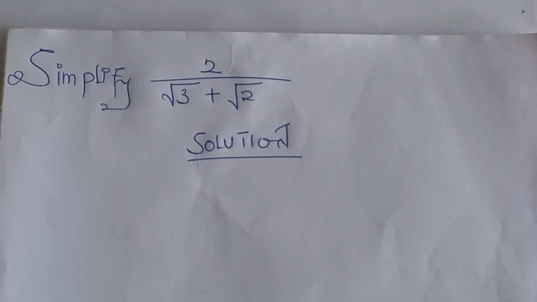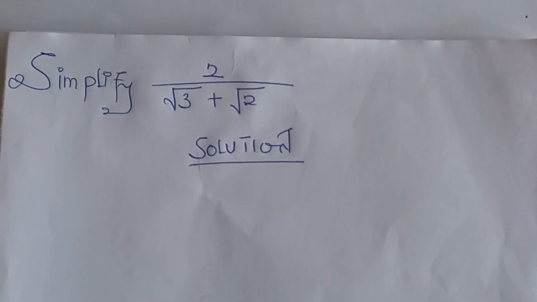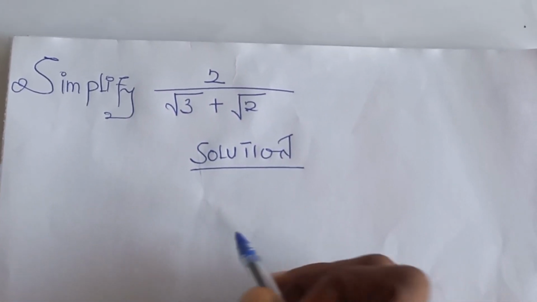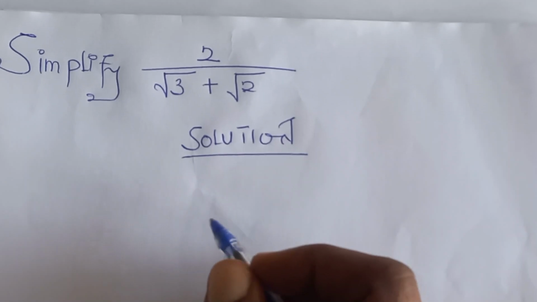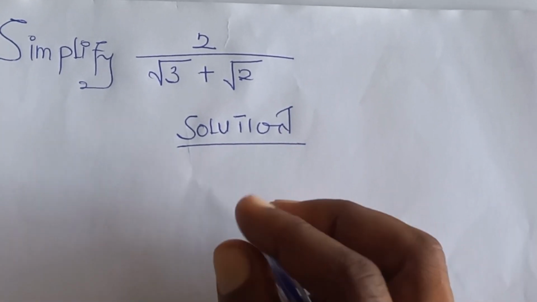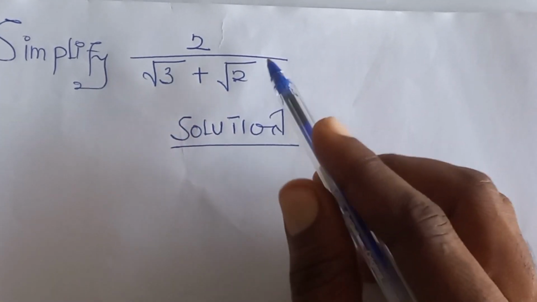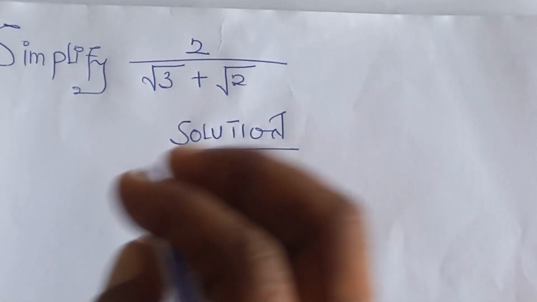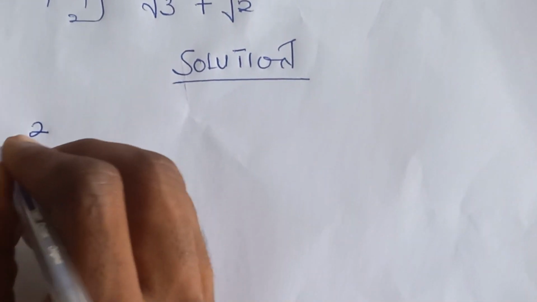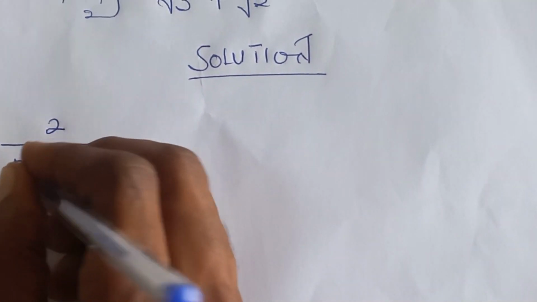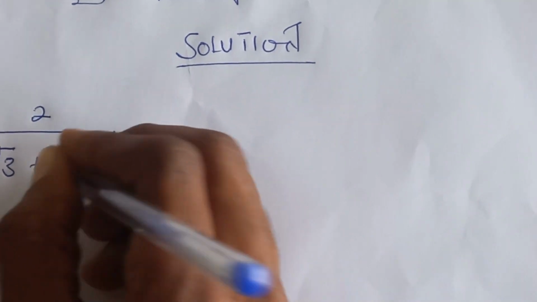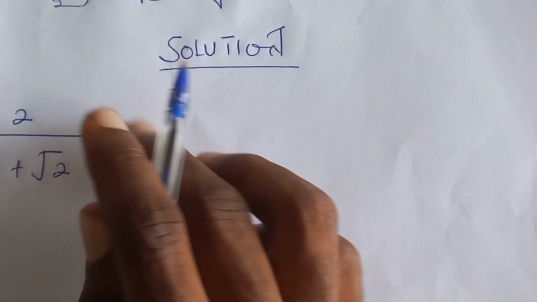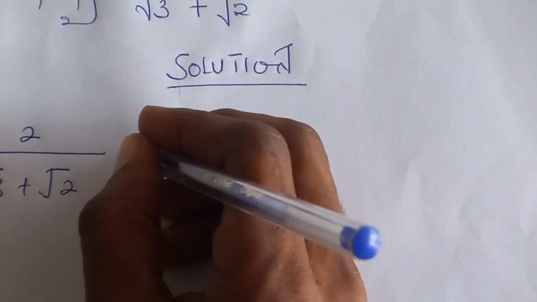So today we are going to simplify 2 over root of 3 plus root of 2. So this is a third question. Okay, so to solve this, the first thing you need to do is to rationalize the denominator. Okay, so we have 2 on root of 3 plus root 2. So to rationalize the denominator, this is what I mean.